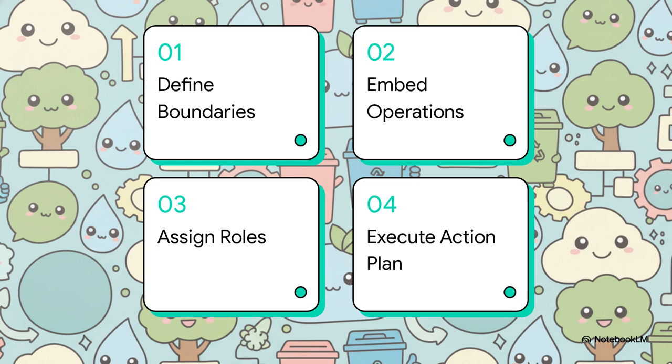Okay, let's dive right in. We've got a clear commitment to action pipeline to follow today. We're going to hit four main areas. First, defining your environmental boundaries. Second, embedding the EMS into your everyday operations. Third, assigning roles and accountability. And finally, executing the action plan.